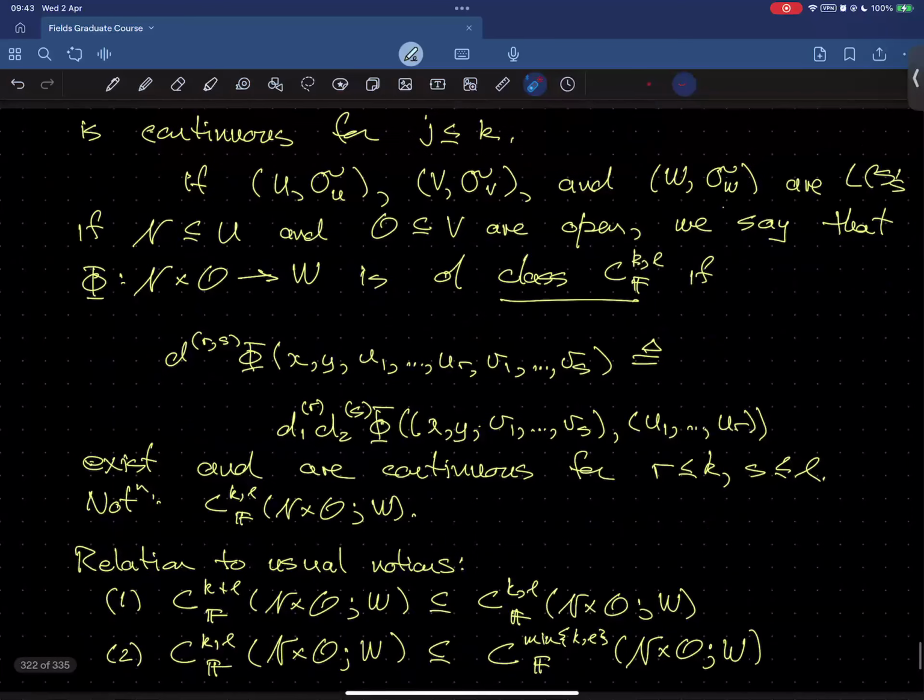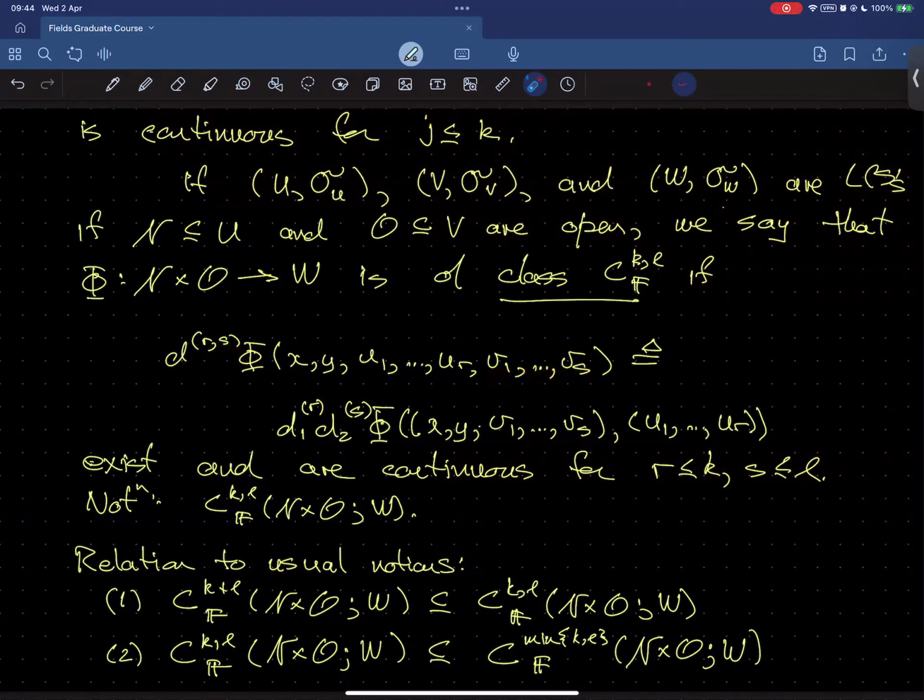I'm going to define these iterated derivatives, d^{r,s}. Here r is some integer less than or equal to k, and s is less than or equal to l. This thing is going to take as its arguments x in N, y in O, then r elements in the vector space U coming from the r derivatives here, then s elements of the vector space V coming from these s derivatives, and I define it as follows.